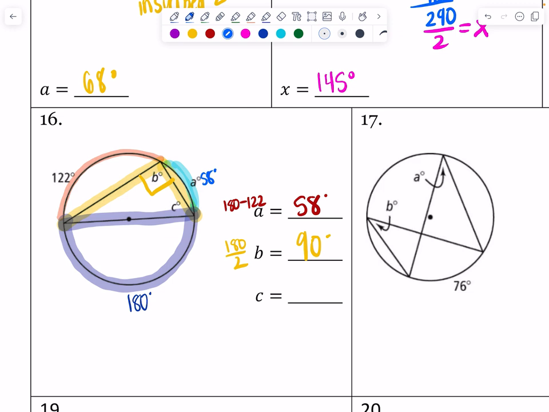Okay, why does that help me find C? Well, here is angle C. It is an inscribed angle. Well, it opens up to 122. So what I can do is I can take that 122 and I can divide that by 2, and that is going to give me 61 degrees for C. 61 degrees. If it asked me to find this angle, I could use the fact that that's a right triangle, and I could do 180 minus 90 minus 61, but it did not ask me to do that on that picture.